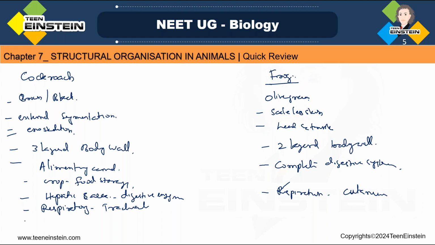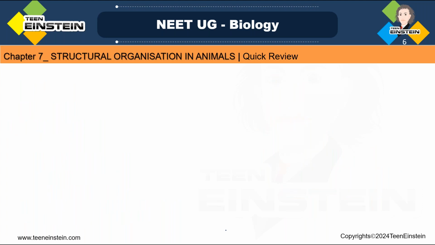And circulatory system, in which one? In cockroach it is open circulatory system, and in frog it is closed circulatory system. Clear? Next is about the excretory system. Excretory system, what we can say, through Malpighian tubules in cockroach.